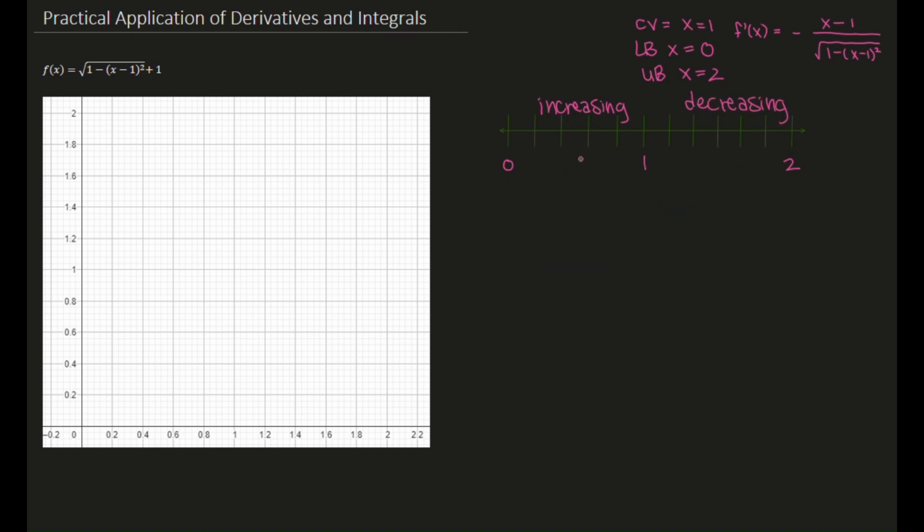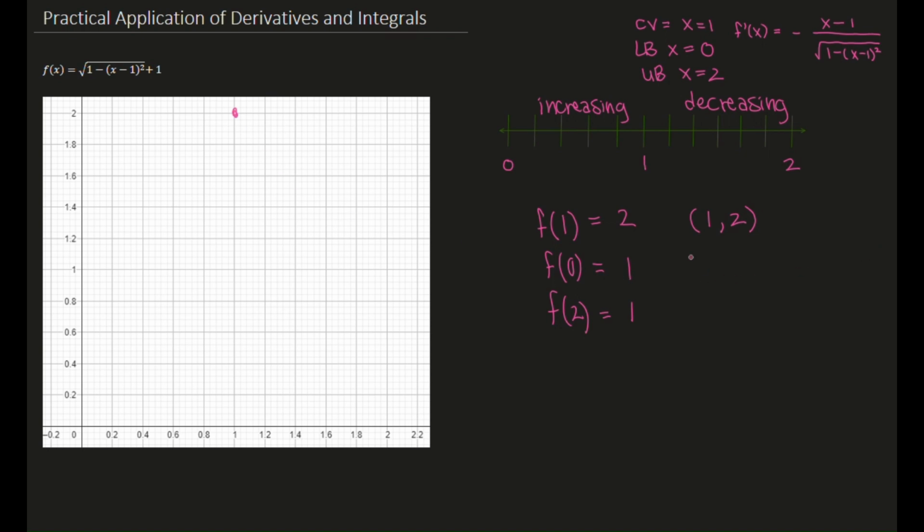Now let's use these values and get some points on the graph so we can start to see what this looks like. To get our points, I'm going to use my lower bound, my upper bound, and my critical value. And I'm going to plug them into my original function to get their corresponding y values, because these are all parts of the points on my actual graph. And what I find is for my critical value, it is now becoming a critical point at (1, 2). So that becomes my first point.